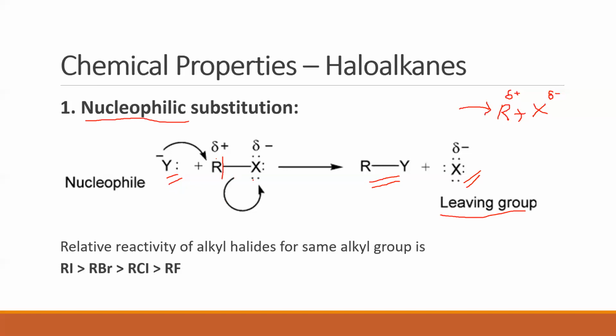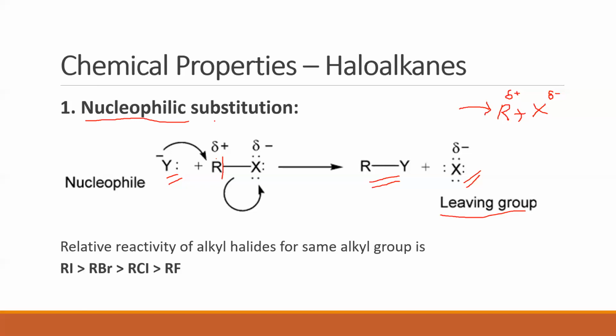What has happened here? In place of the halogen, the nucleophile has come in. Got that? In place of whom? In place of the halogen X, during the course of this reaction, the nucleophile has come in. Hence, this reaction is called nucleophilic substitution reaction.